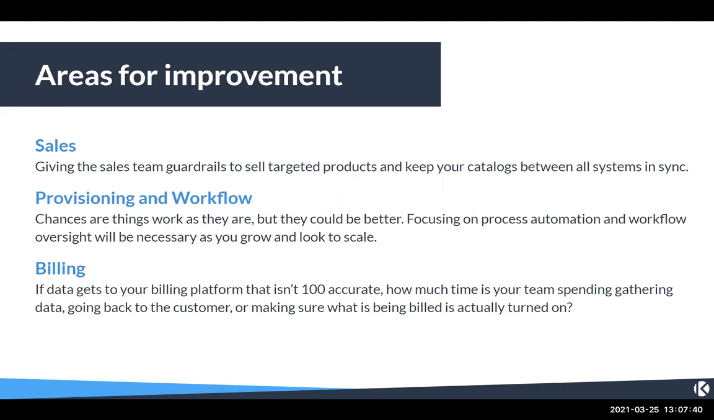So today, wherever your organization is, we're going to focus on these different areas for improvement. You've got sales, provisioning and back office workflow, and the billing. So we're going to focus on at least a process improvement on each of those and different automation opportunities.